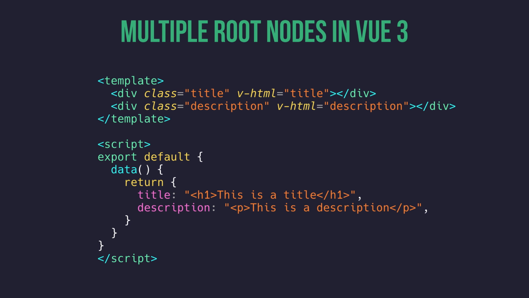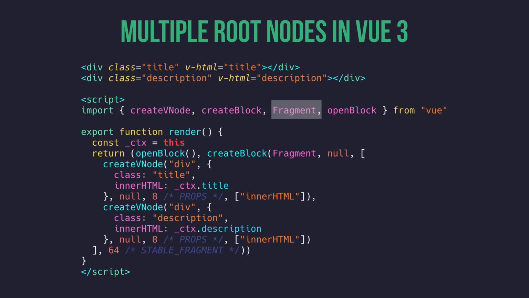We're not going to have to deal with it. You can have more than one root node. So here I have both the title and description, and both elements can just live on their own, and this will just work. And if you remember from the template explorer, if you go back and type in something like this, you will see that the compiler generates some code here, and it calls it a fragment. And so that's the name of this feature: multiple root nodes in Vue 3 is called fragments.